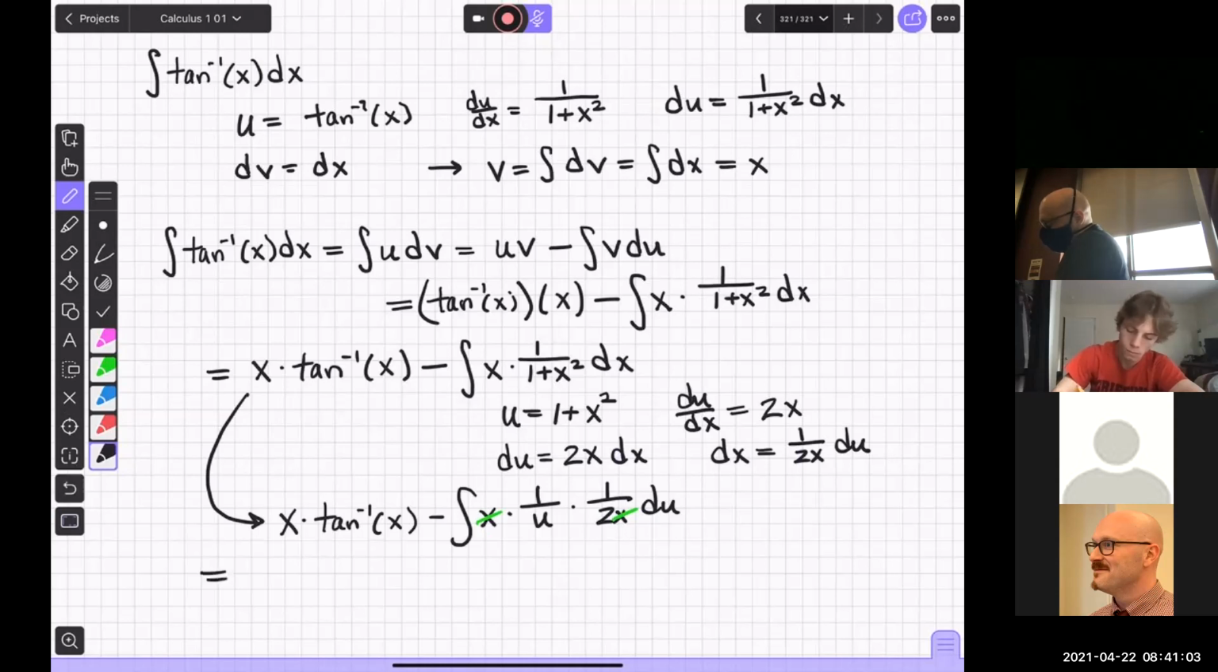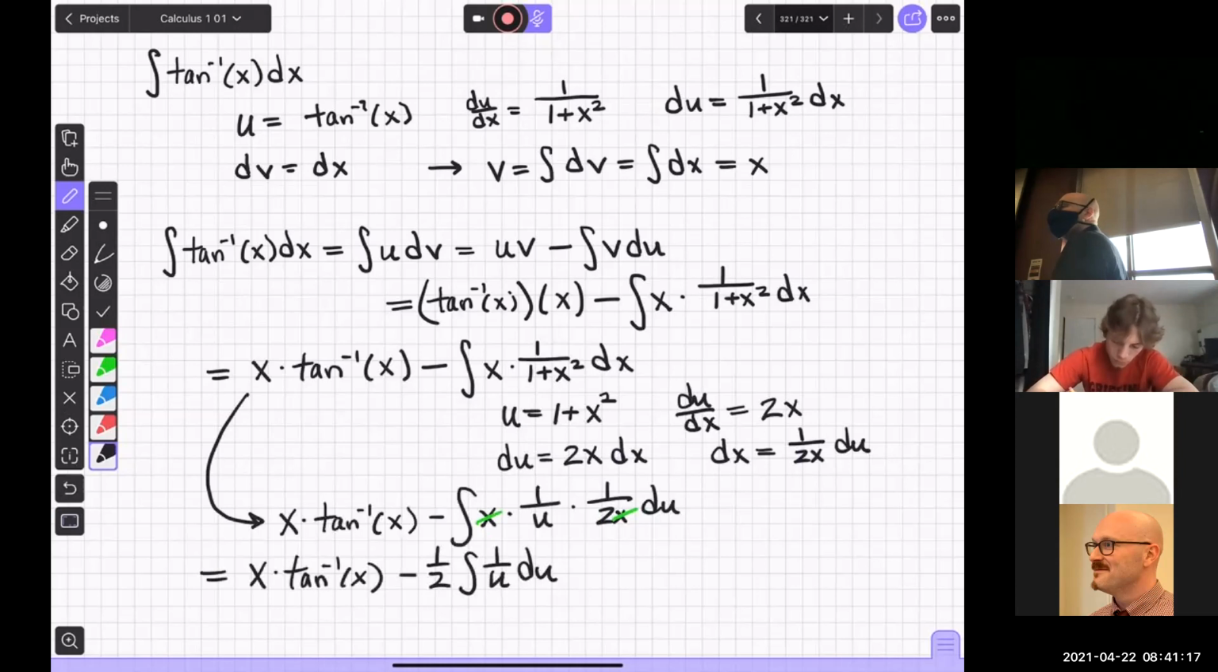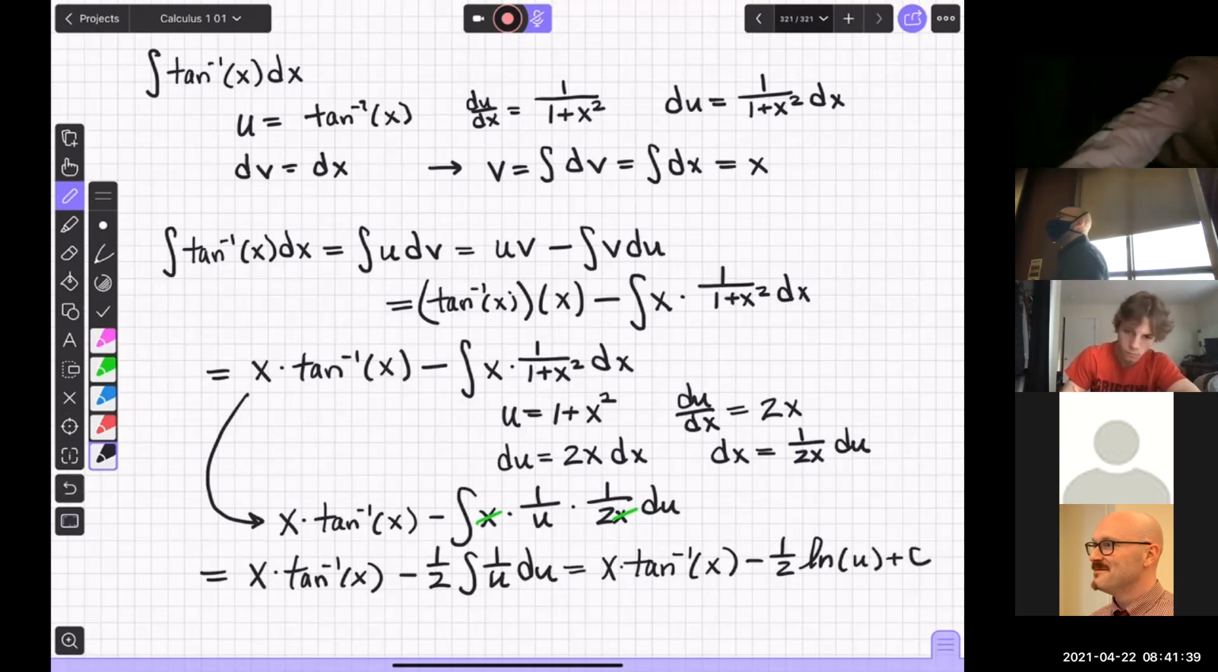So now the next thing that I want to write is x inverse tangent of x minus 1/2 antiderivative of 1 over u du. Well, what is the antiderivative of 1 over u? The natural log of u. And then I just switch back with what my u was.